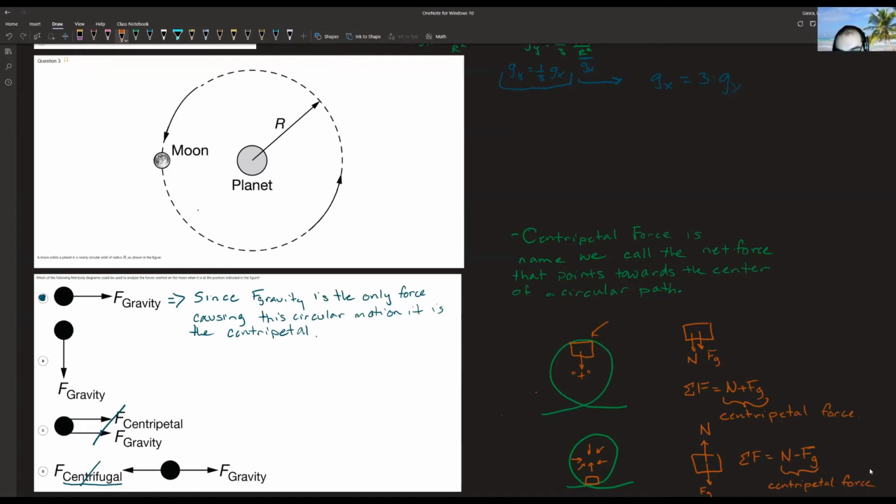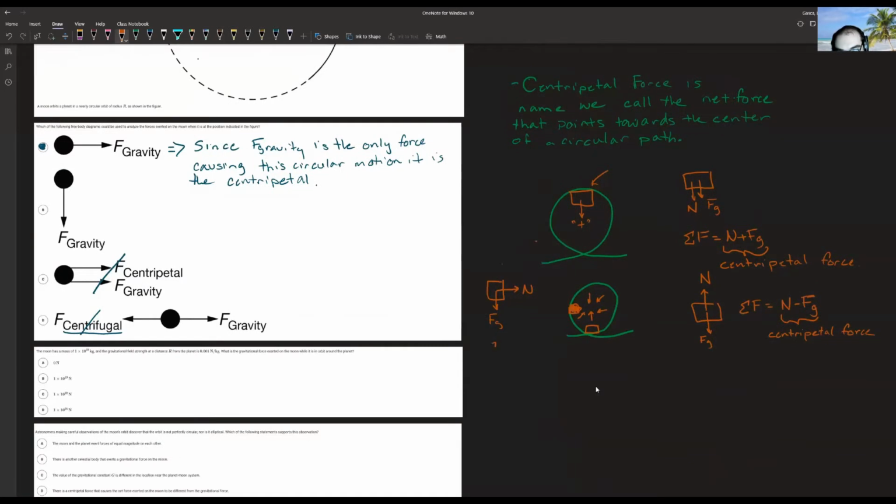And then just real quick, let's say it's off to the side. When it's off to the side, the normal force acts this way, and the force due to gravity acts this way. So let's look at what the centripetal force looks like in this scenario. In this scenario, we only have one force pointing towards the center, and so the net force towards the center would be the normal force. Because the force due to gravity does not act in the same direction, we do not consider it.